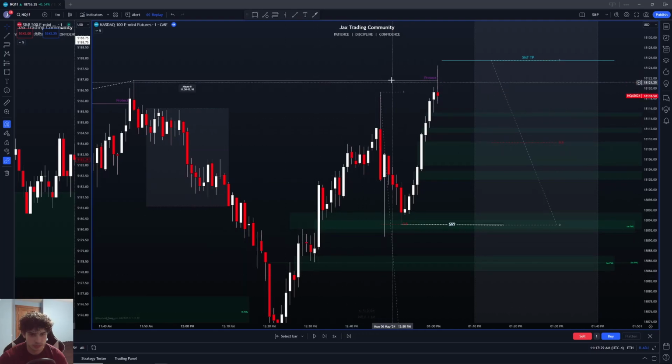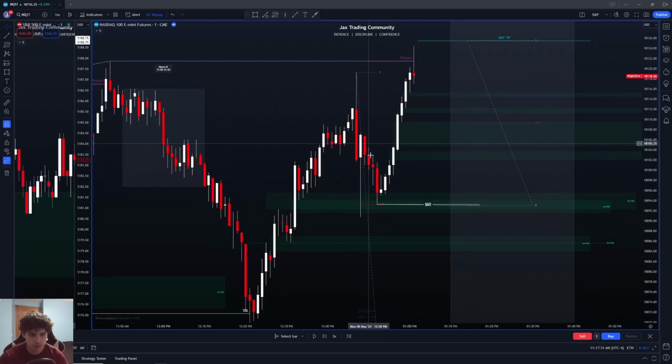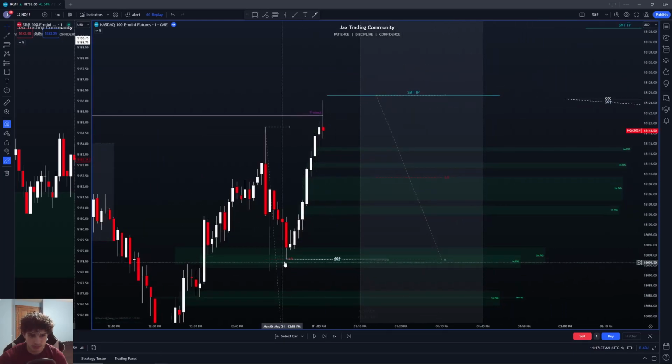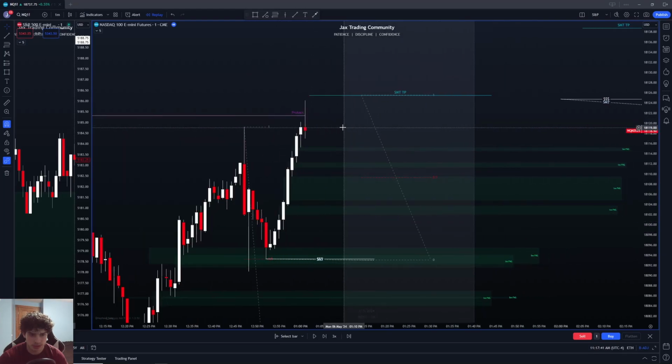We come up here, don't take it yet, just to come back down into discount to grab more longs. We just grabbed a bunch of longs here and right here, and then we bought all the way up to take out this protected high.